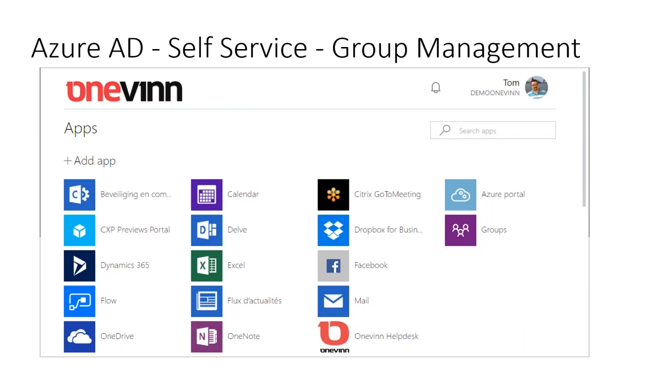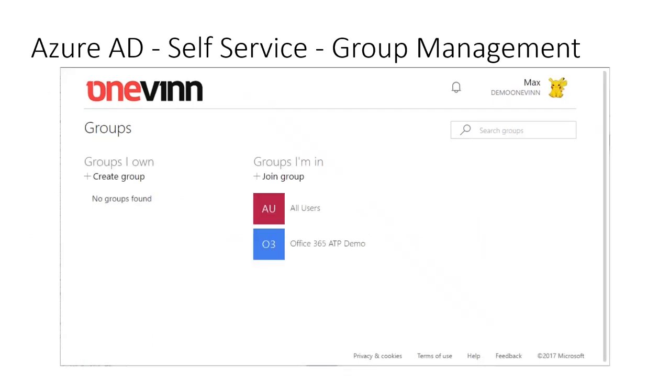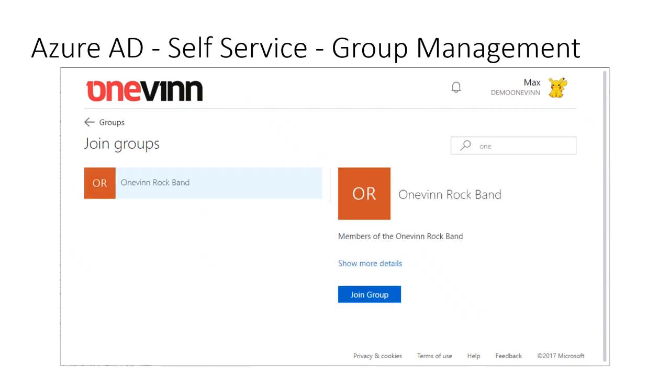So I sign into the My Apps portal and I click on the groups as the user. Here is a list of all the groups I own to the left, which I have created, or the groups I am in. You can see the groups that I have right now. If I, as the user Max, want to join a group, perhaps a group that has access to an application or something, I just click on the join group and I'm able to search for the group that I want to join. So here is the Onevinn rock band, of course, I'm going to join this one.